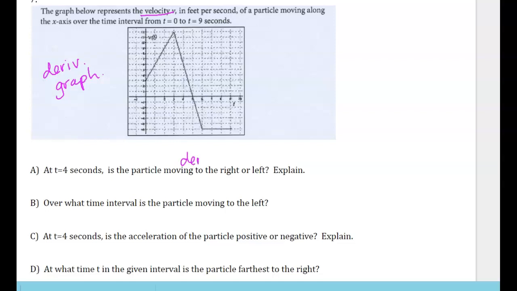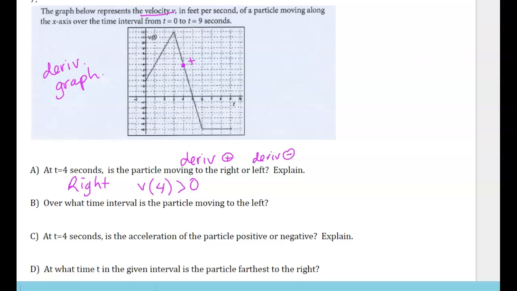So remember, we want to know if the derivative is positive, meaning to the right, or negative, meaning to the left. So I go to 4, and this is the value. Remember, this is the derivative graph, and so I know the derivative value is positive, so that means we're moving to the right. So I would say that v of 4 is greater than 0. Okay, and that would be enough for an explanation.